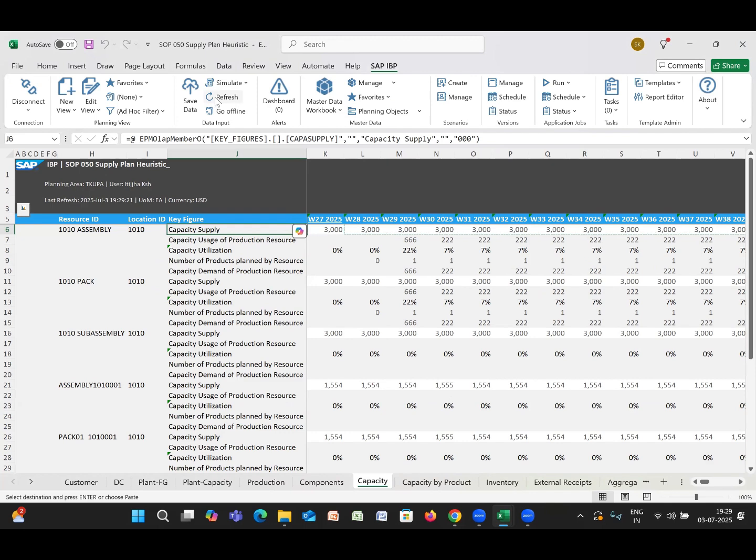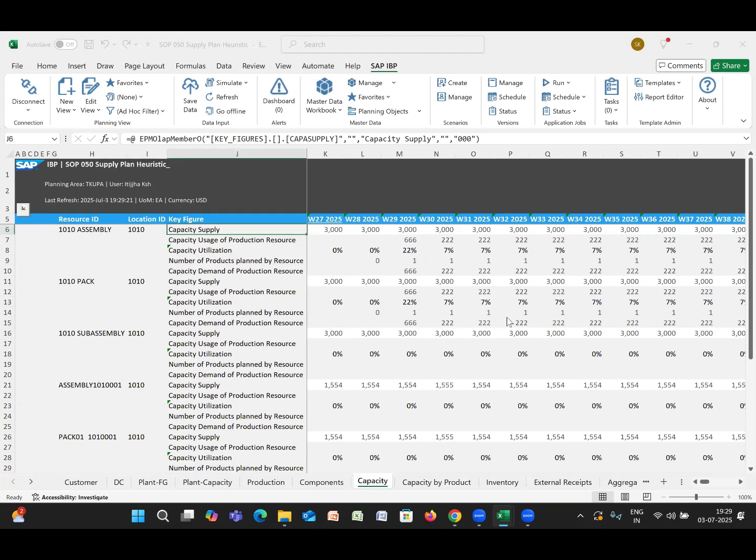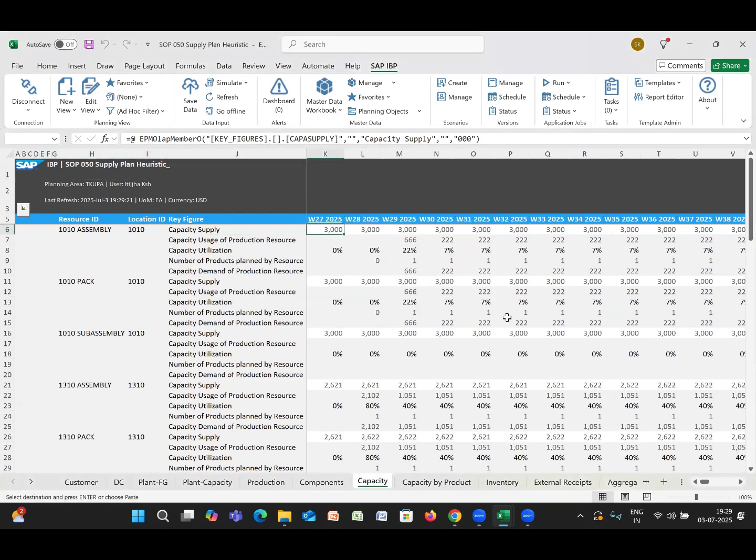So what happened here is that our filter is gone. So I'm now controlling. Well, let me control it. This will work. Okay. So now what it indicates, if we look at the first resource at 1010, it says I have 3000 hours of available capacity for a week. Okay. So this resource has 3000 hours of capacity in a week. So that's why it has 3000 in each of the weeks.